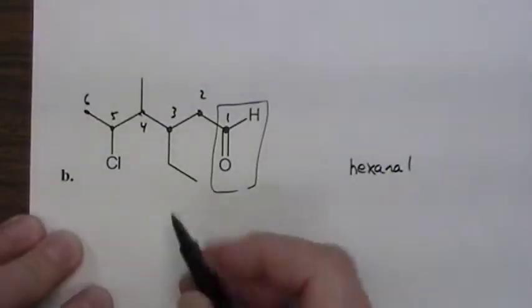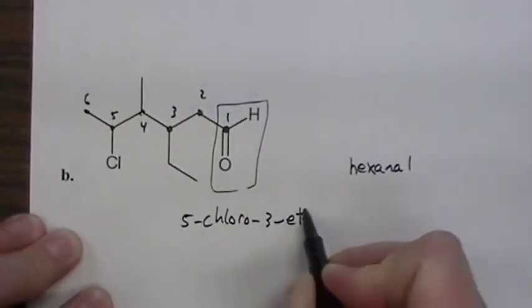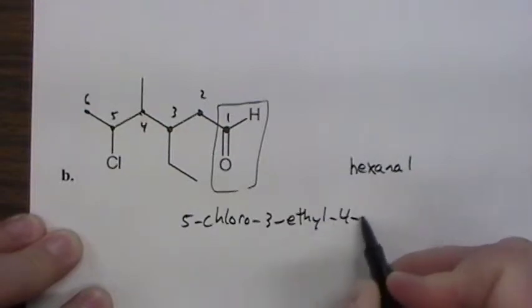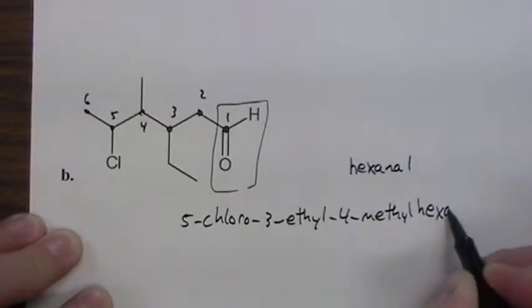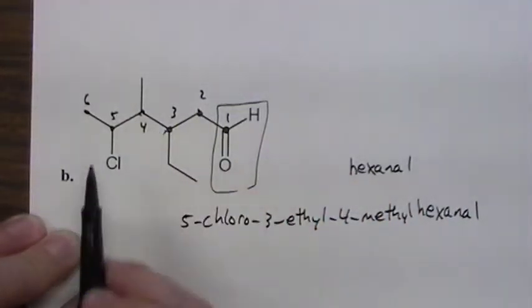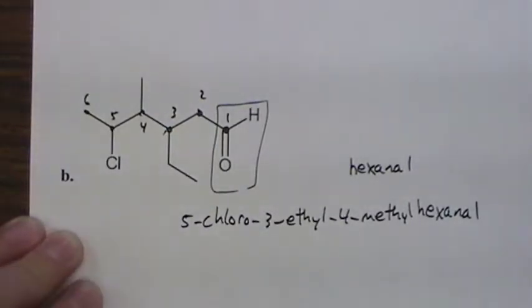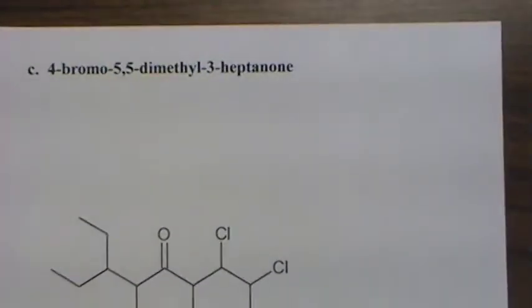Make sure I'm on. So 5-chloro, 3-ethyl, 4-methyl, hexanal. Make sure: 1, 2, 3 ethyl, 4, yep, and then chloro. So now moving fast, because it's the same naming as we've had before. We just have these new functional groups, but all the substituents are numbered in the same way.